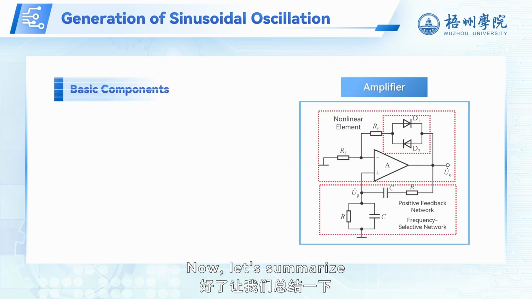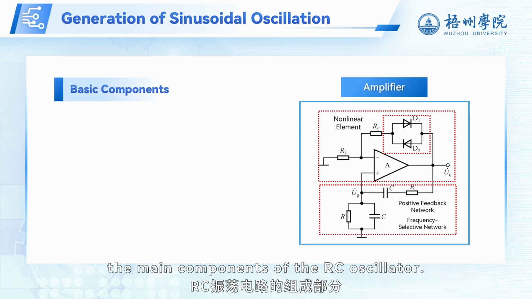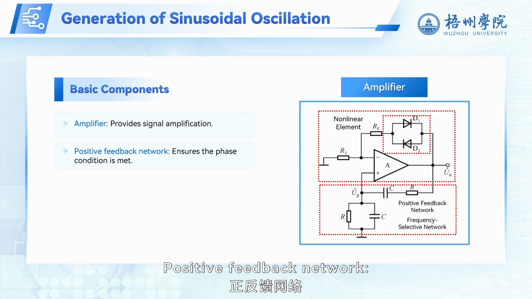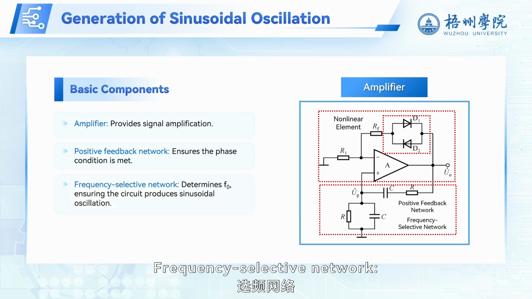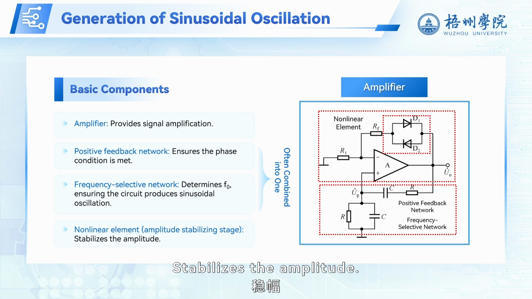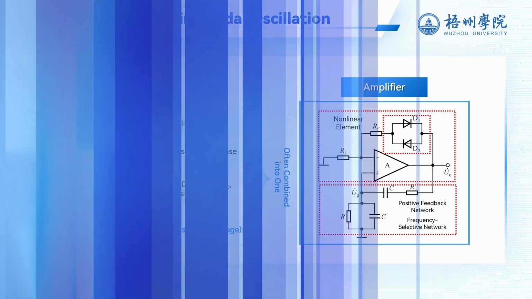Now, let's summarize the main components of the RC oscillator. Amplifier provides signal amplification. Positive feedback network ensures the phase condition is met. Frequency selective network determines F0, ensuring the circuit produces sinusoidal oscillation. Nonlinear element, the amplitude stabilizing stage, stabilizes the amplitude.